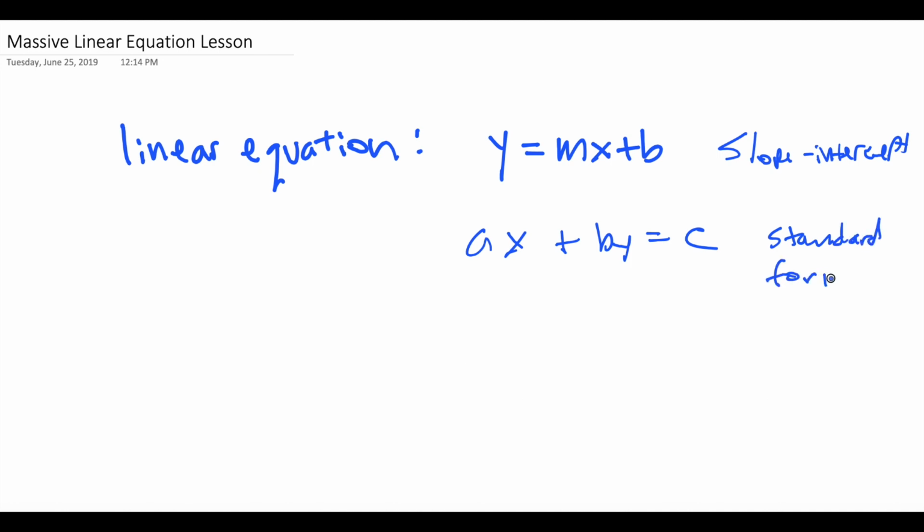I like to think of it as stupid form, because it's pointless. You get nothing out of it. You don't get the slope. You don't really get the y-intercept. What do you do with it? You put it into slope-intercept form is what you do with it.